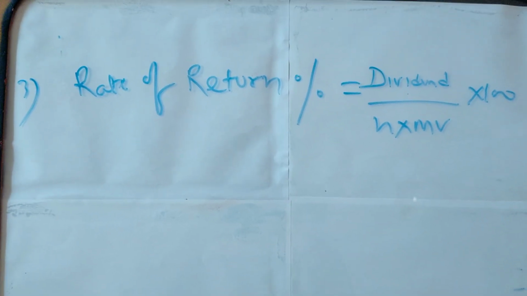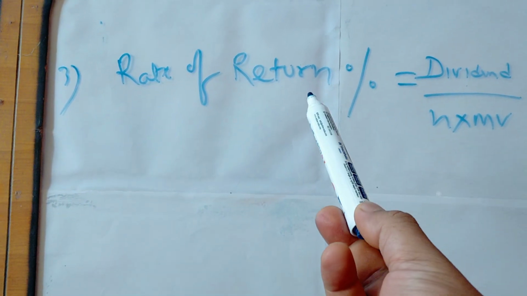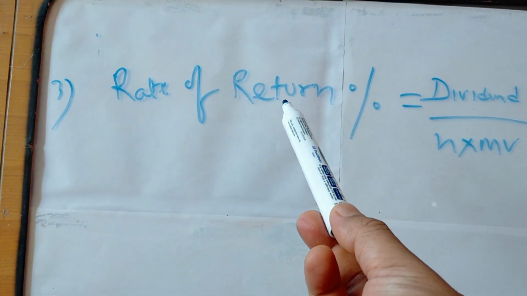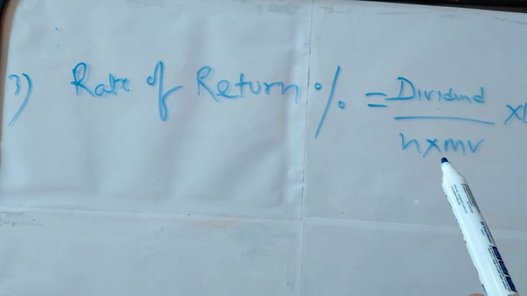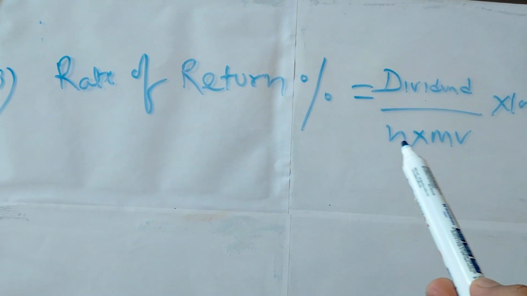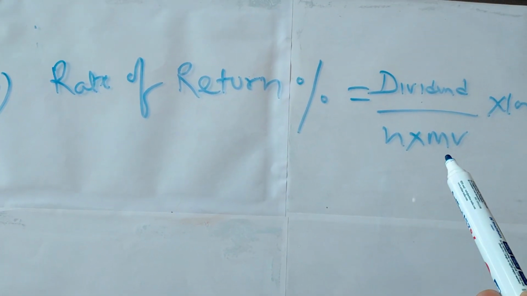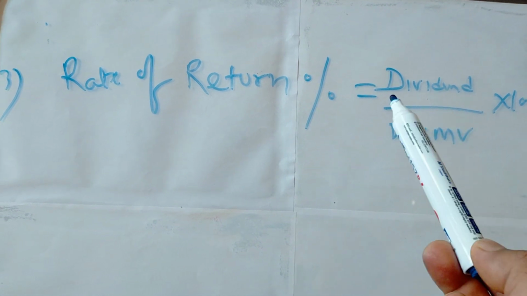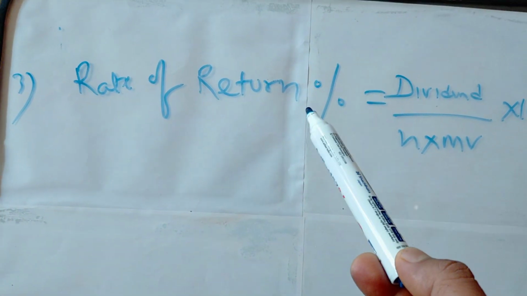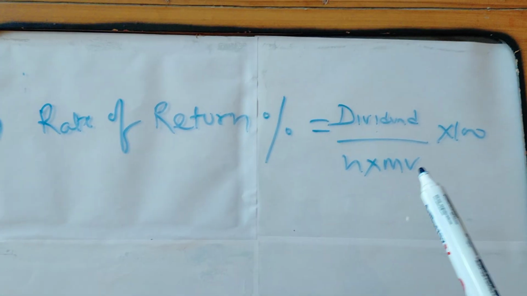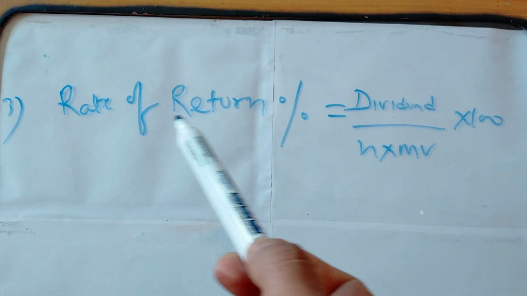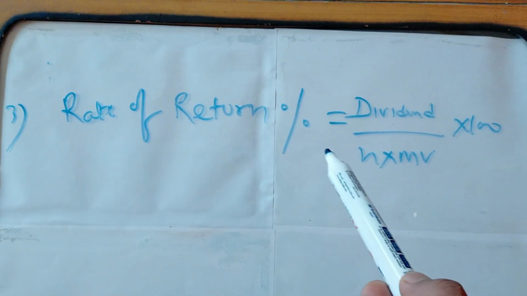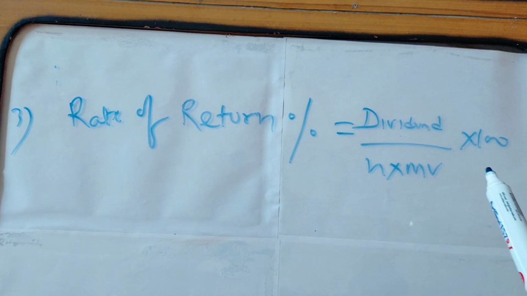Now our third and final formula is rate of return. Rate of return means the return on 100 according to your investment. This n into mv is basically the total investment. Whatever profit or return you are getting on your investment is called the rate of return. This is the final formula for this particular chapter. So we have a total of three formulas you have to remember.